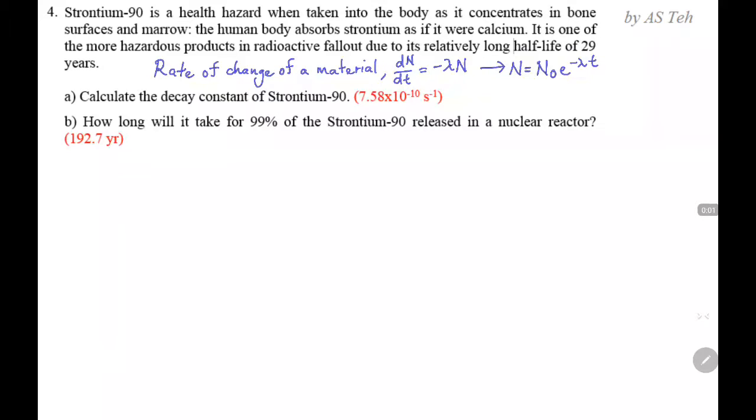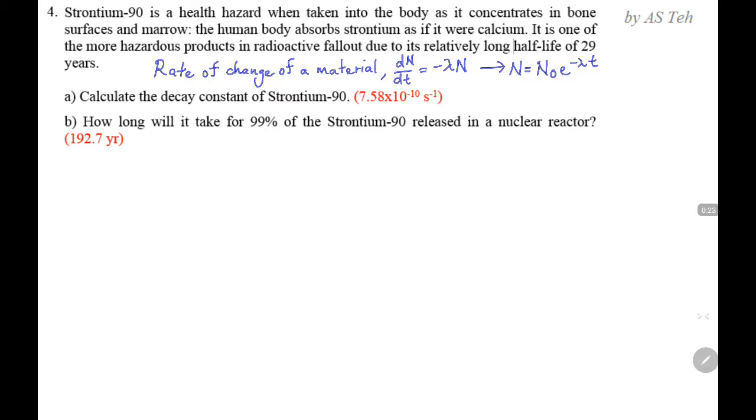Okay, in this question we're looking at the radioactive material strontium-90 and its decay. This strontium is not the same as what you get from pharmacies, where it's actually a good supplement for improving bone density. So I've written in advance the rate of change of a material.